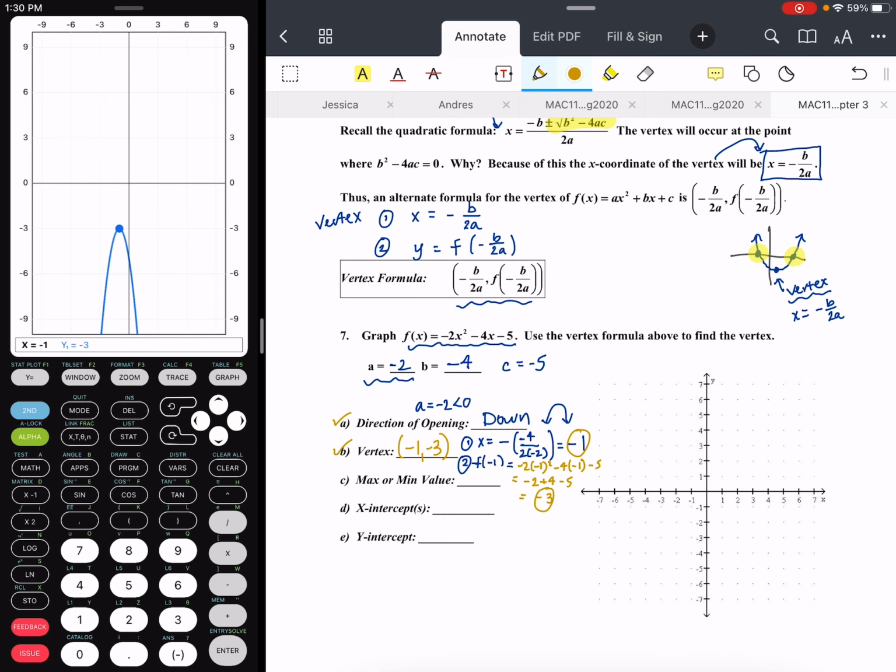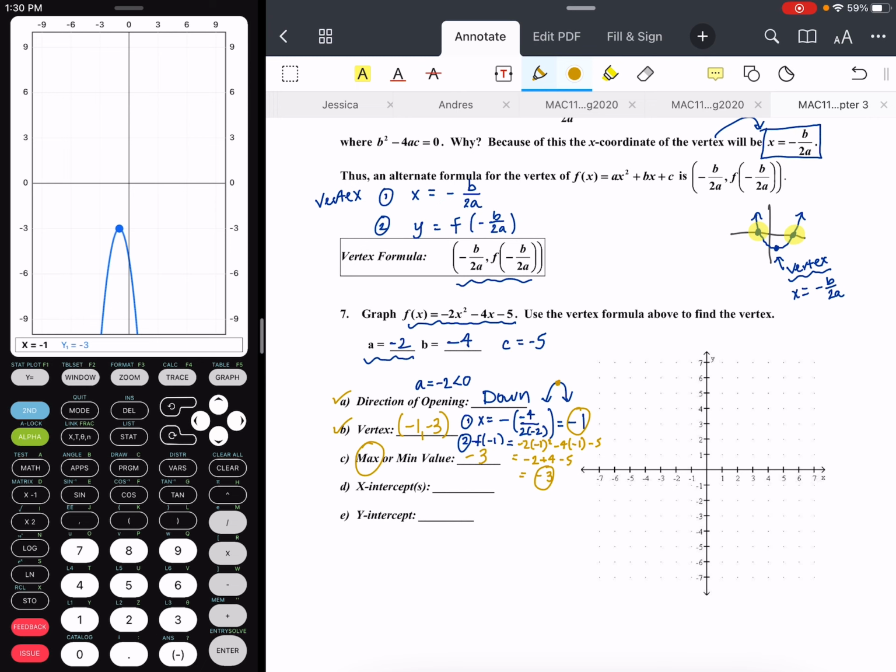Yay. All right, does the vertex represent a maximum or minimum value? Because I have a downward facing parabola, the vertex is a maximum value. And specifically, the maximum value of my function will be that negative 3, the y value from my vertex. So that's the highest function value. My x-intercept, I can see that my entire graph exists below the x-axis. So I'm going to write none here.